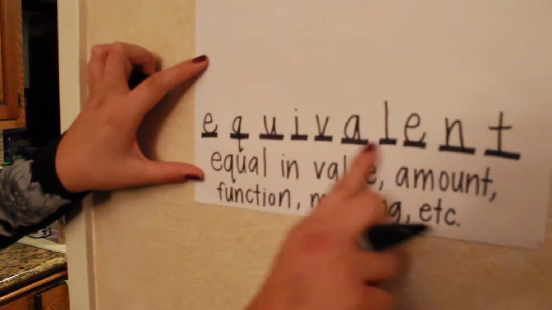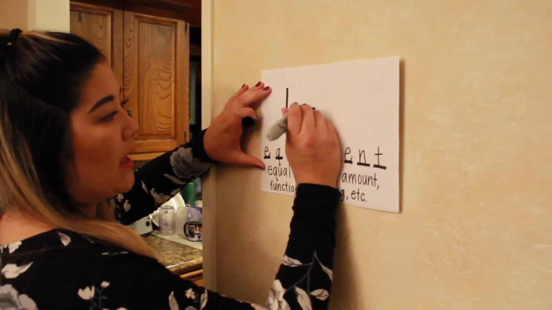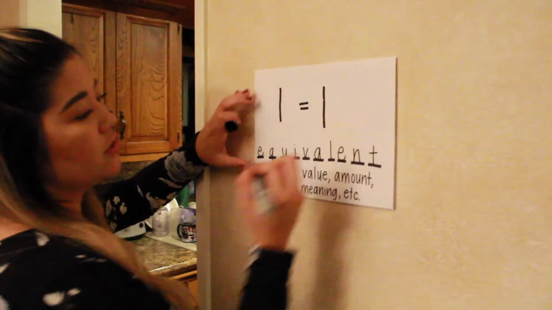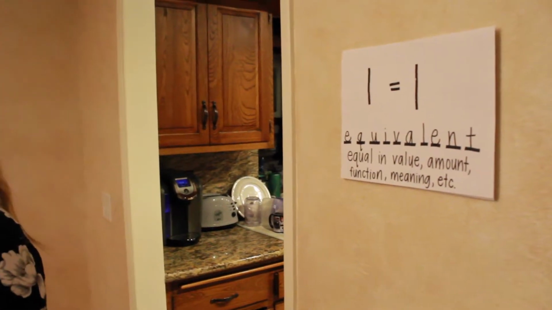E-Q-U-I-V-A-L-E-N-T. Equivalent. So equivalent would be equal to, so if we have 1 of something, and it is equal to another 1 of something, because 1 and 1 are the same. They're equal to each other in value.